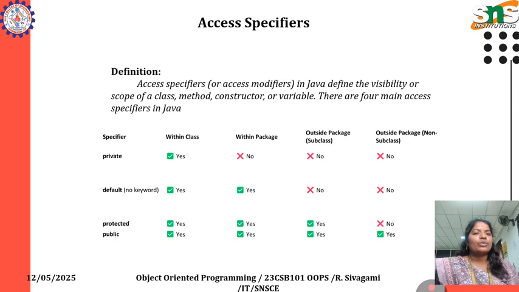If we declare the method as default, it is accessible within a class and within a package. If we don't give any access specifier before the method or a variable, it is considered as a default access specifier. If we declare a method as private, it will be accessed within a class only. It is not accessible within a package, outside the package, or by outside package non-subclasses. So there are four types we see.